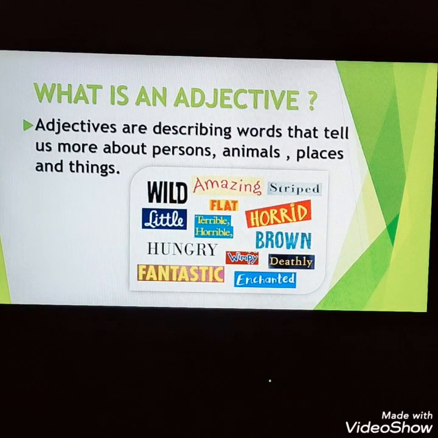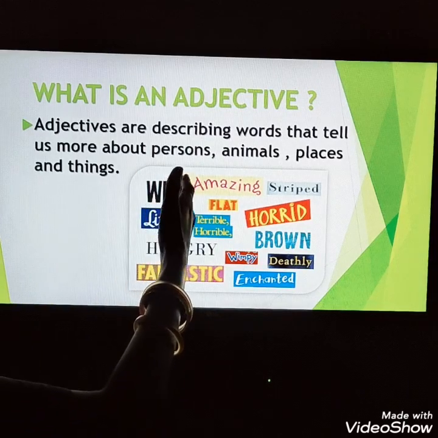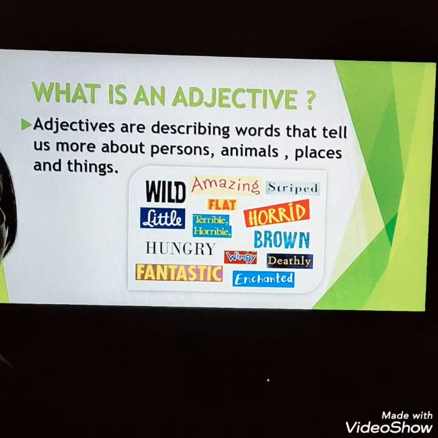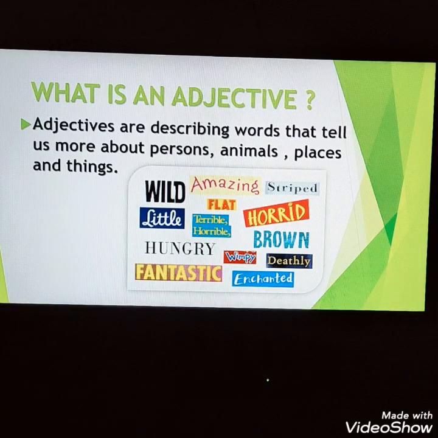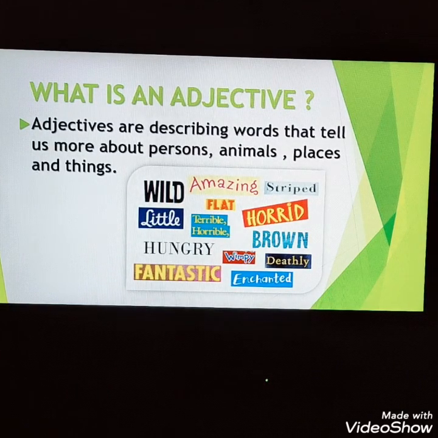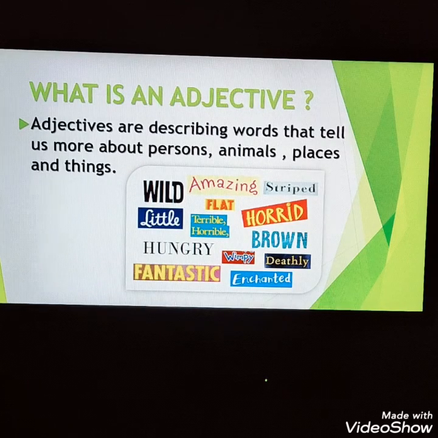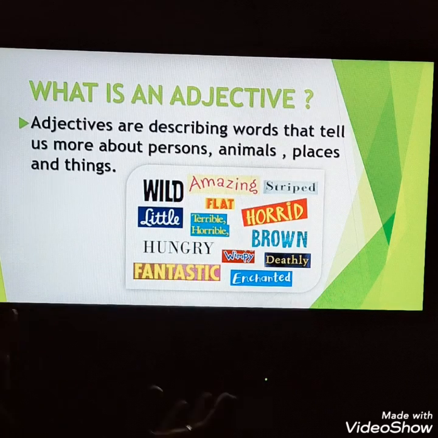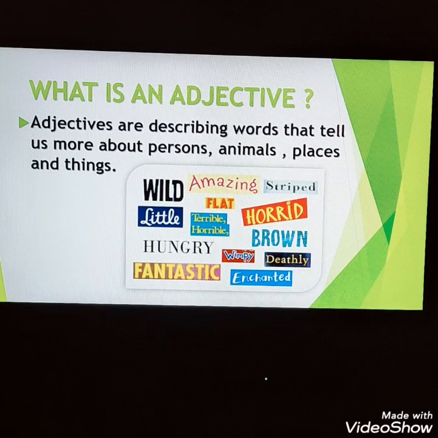Adjectives are words which tell us more about a person, animal, place or thing. Adjectives are describing words which describe a noun or pronoun. Do you know what is a noun? Noun is the name of a person, place, animal or thing. So, adjectives are the words which describe a noun, which describes any person or animal or place or thing.